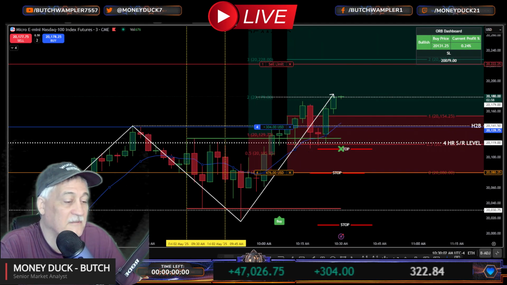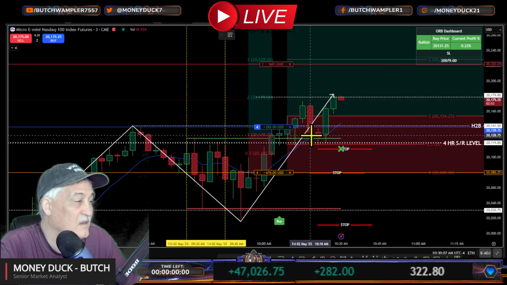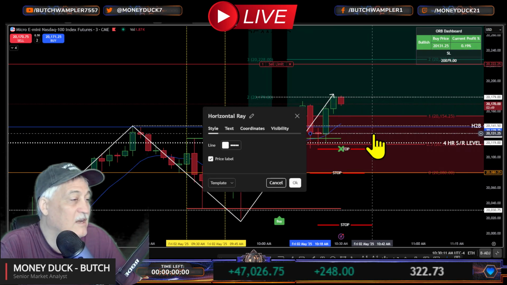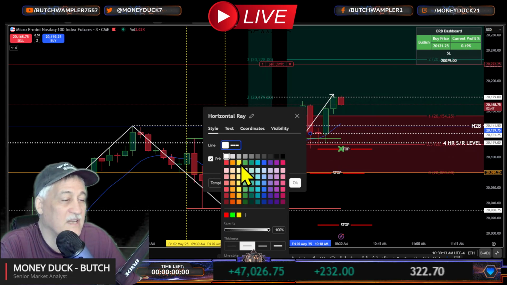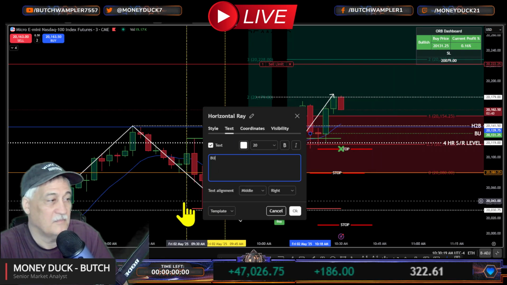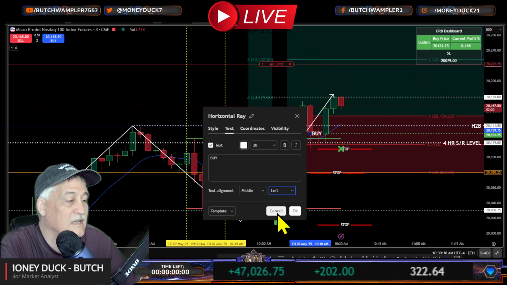20,131.25. Okay. All right, right there. So this would be our buy according to this. We'll put buy in there. We'll move it over to the left, center. We want to put it on the left. Yeah, we'll put it on the left.